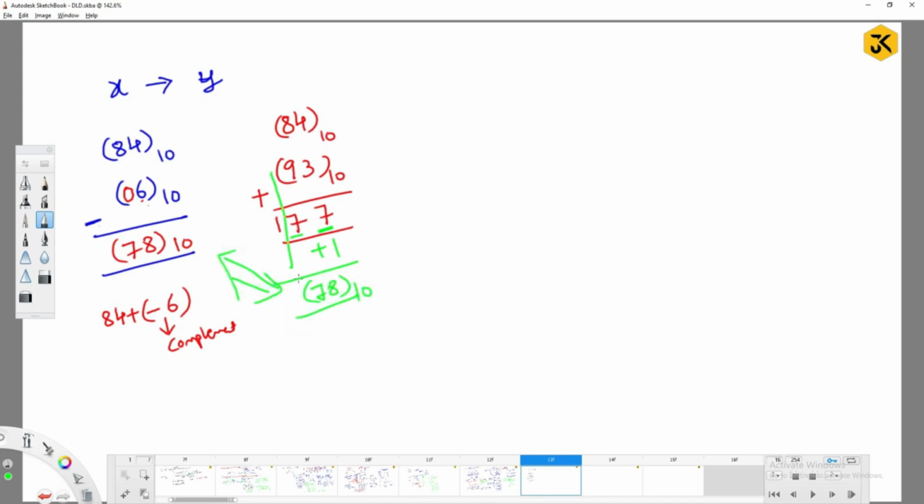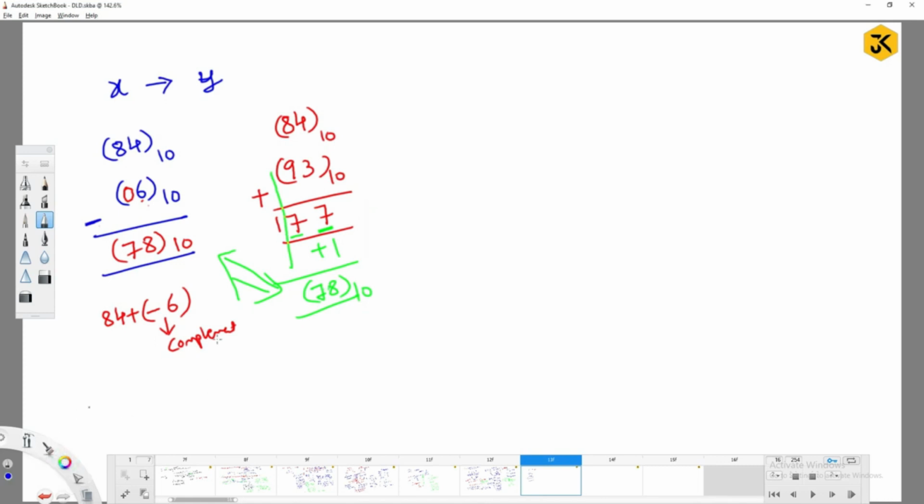Are these two equivalent or not? But what did the computer do here? Did it do any kind of subtraction here? No. It just made it addition only. But are we going to get the result or not? This is the advantage of the complement system.